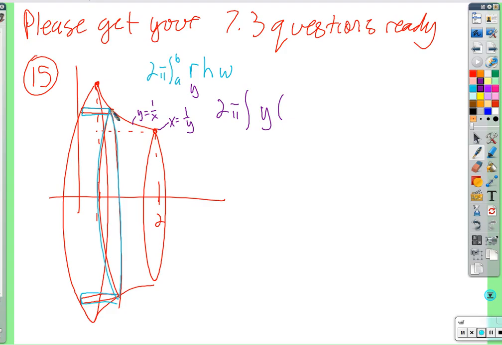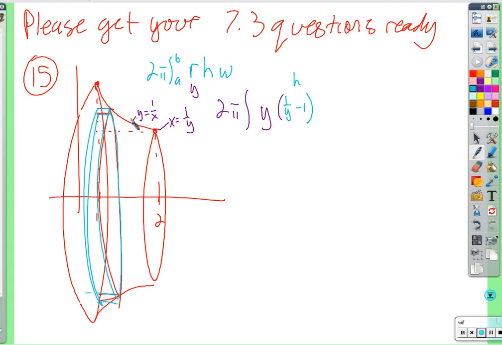Except that's not the height of the rectangle, is it? How tall is the rectangle? It's 1 minus. Yeah, I guess my rectangle's a little funky looking. It should come down to here, not where I had it. So this distance here would be 1 minus y, or 1 over y minus 1. So that would be our height. The height is 1 over y minus 1.